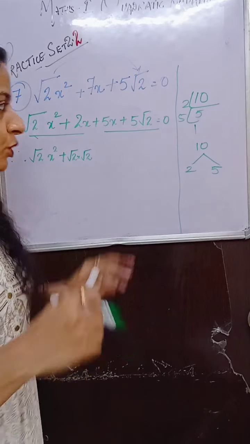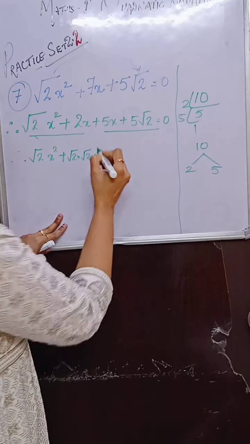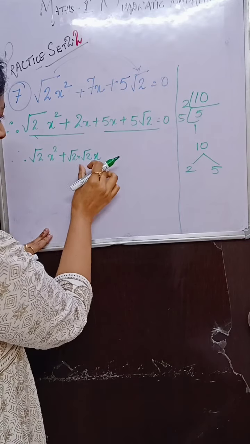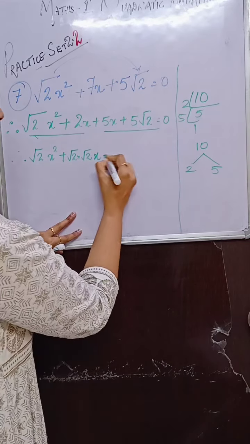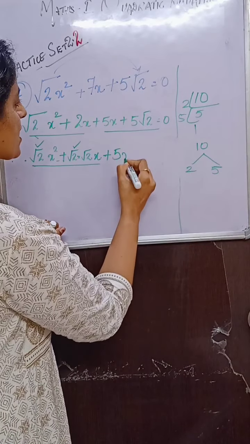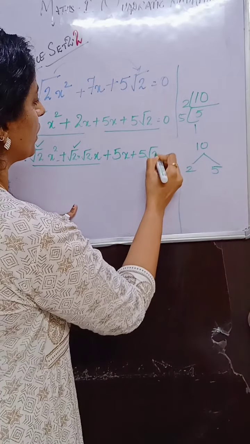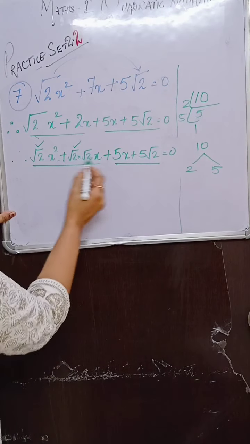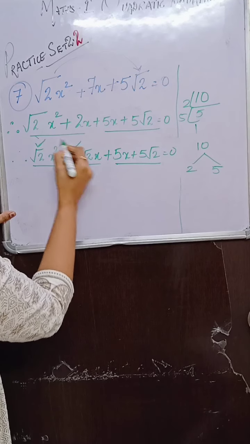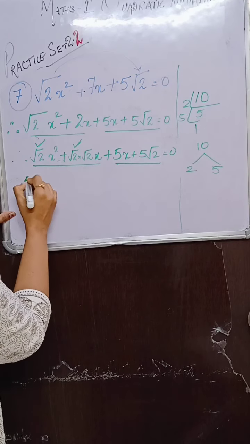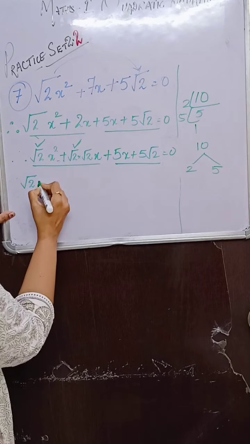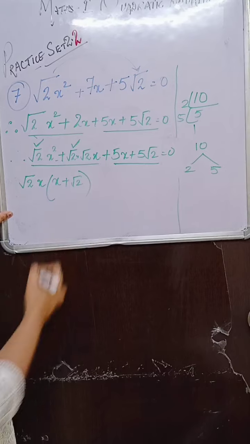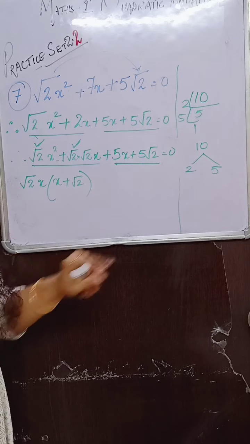Because we know root 2 into root 2 is 2, and this x as it is. Understood? First term same. 2 I wrote as root 2 into root 2, and x plus 5x plus 5 root 2 equal to 0. Remaining part as it is. Okay. From these two we can take root 2 common, root 2 common and then x. So what remains is x plus root 2.